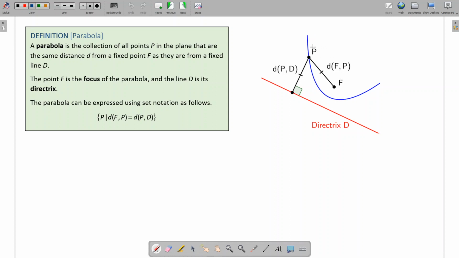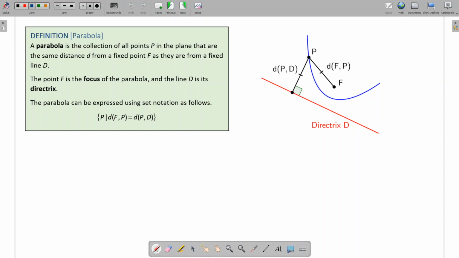Let's come over to this picture. So the idea is, to create a parabola, you need two things. You need a focus, a point F, and a given line D, which we're calling the directrix. The parabola will be the set of all points in the plane that are the same distance away from the point F as they are from the line itself, from D. They are equidistant to this red line and this point F.